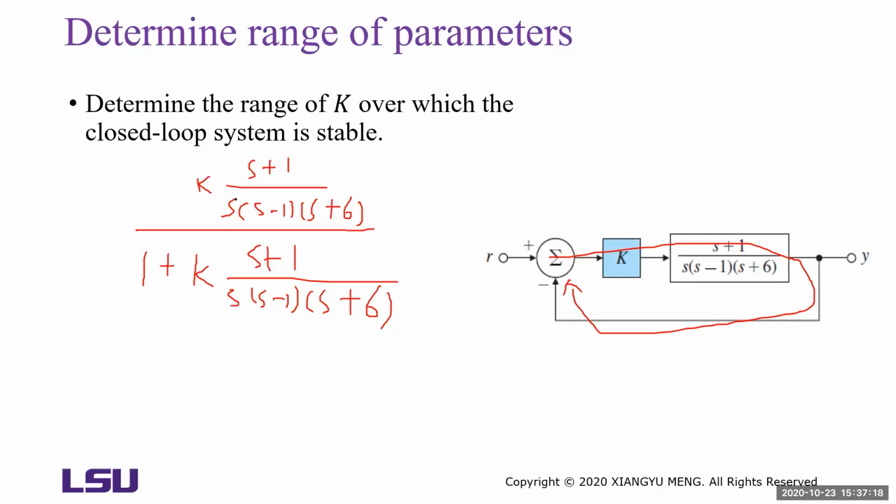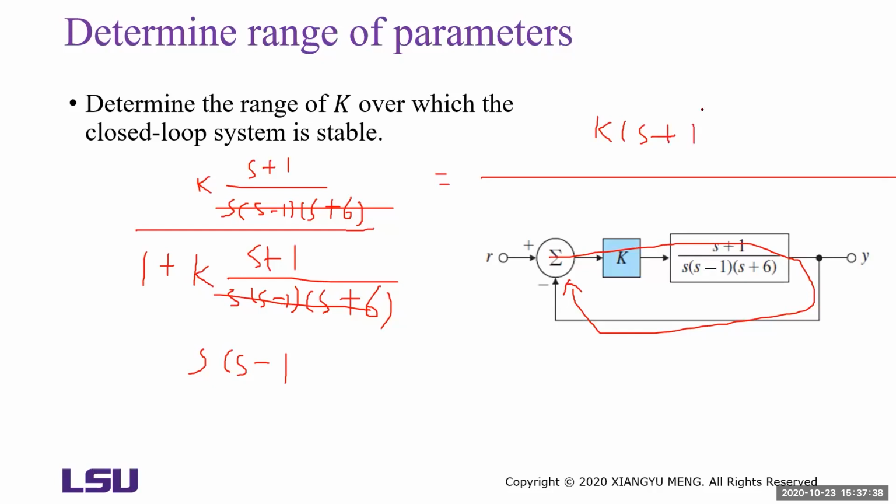Then you multiply (s minus 1)(s plus 6) on both numerator and denominator. In the numerator, you have K(s plus 1). Then the denominator, you have (s minus 1)(s plus 6), then plus K(s plus 1).